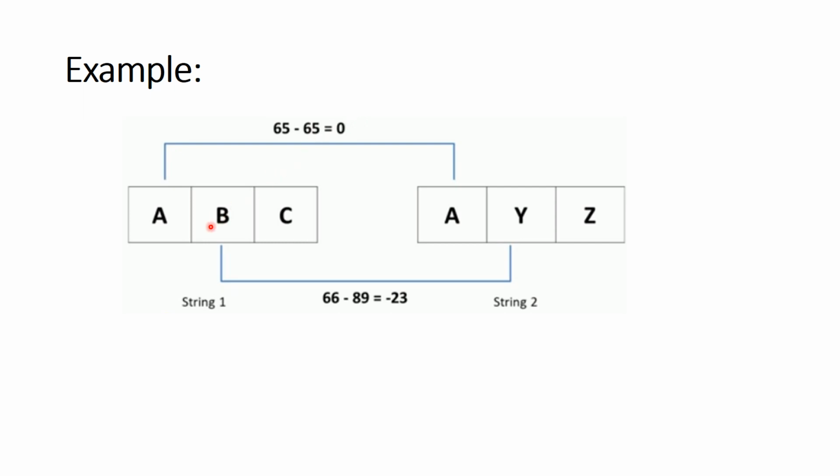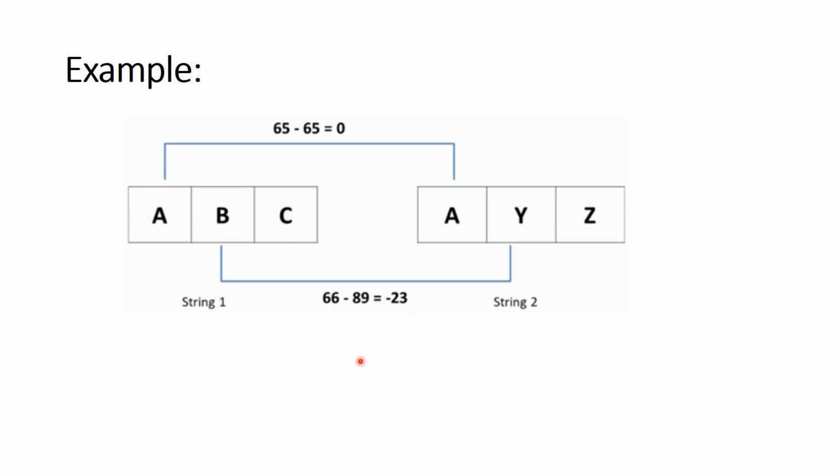The function then retrieves the second character from both strings. Here it is B and here it is Y. You know the ASCII value of B is 66 and the ASCII value of Y is 89. When subtracting, the result becomes minus 23. This means that a mismatch is found. When a mismatch is found, the function stops comparing and returns the subtracted value. In this case it returns minus 23 as output.